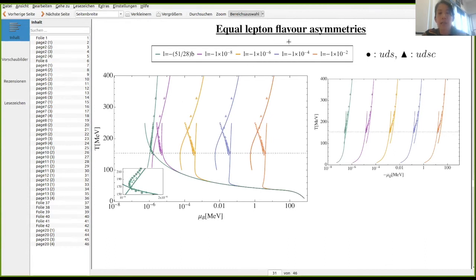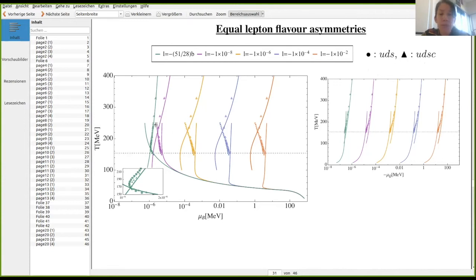Here are some plots just for the case of equal lepton flavor asymmetries. So again, here the trajectory in the plane of temperature and varying chemical potential. This one also shows the trajectories in the plane of temperature and charged chemical potential. And I'm showing here the trajectories for increasing values of the total lepton asymmetry. We have here the high energy regime, the ideal quark gas, the low energy regime, the hadron resonance gas. And in between, we use the lattice susceptibilities, and we use two different data sets that are available. One is based on only taking into account the U, D and S quark, and the other one, the triangular one here, also takes into account the charm quark.